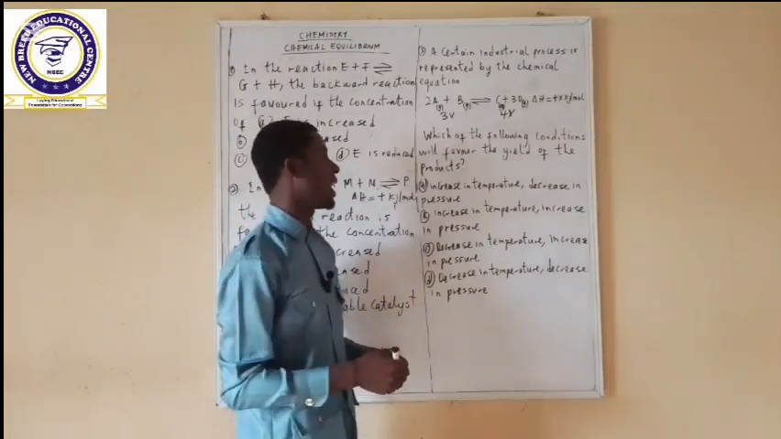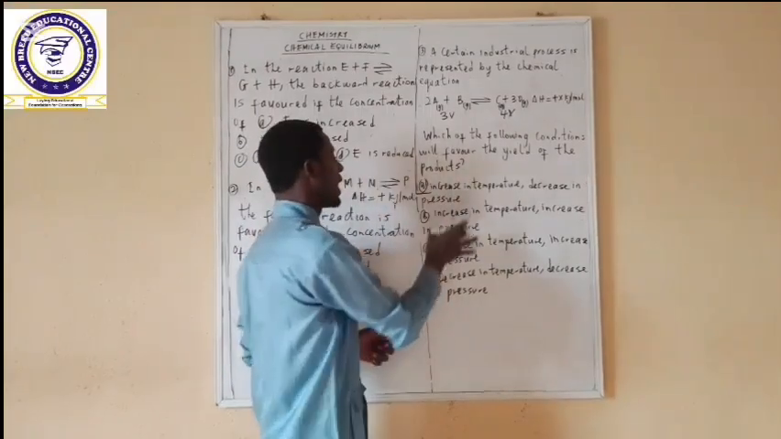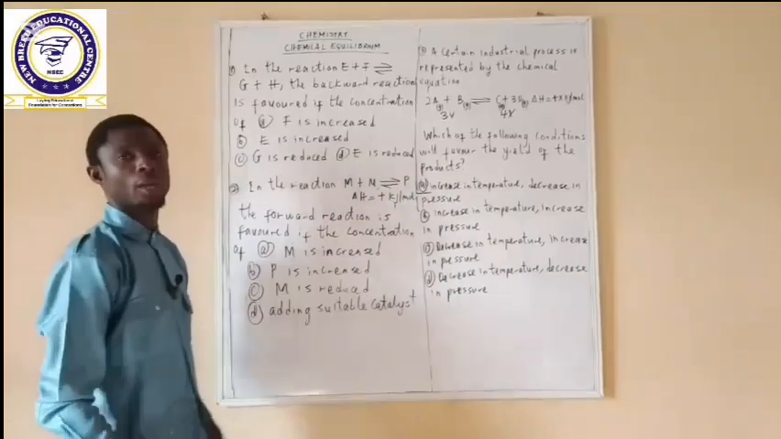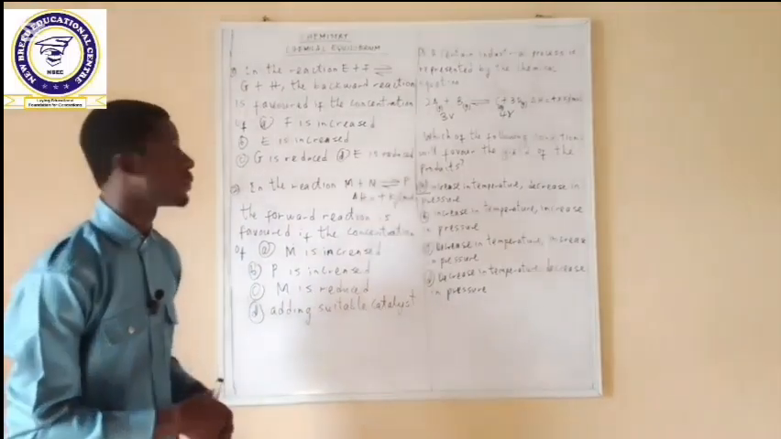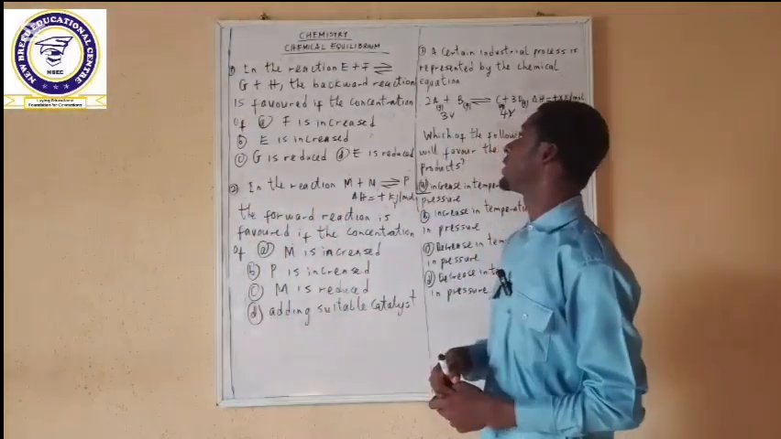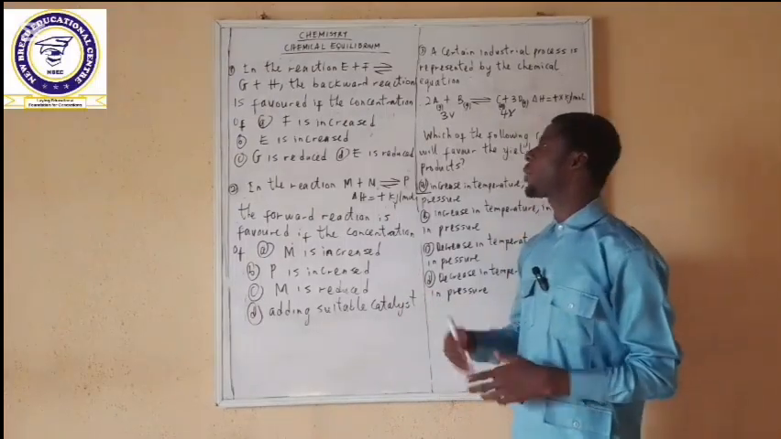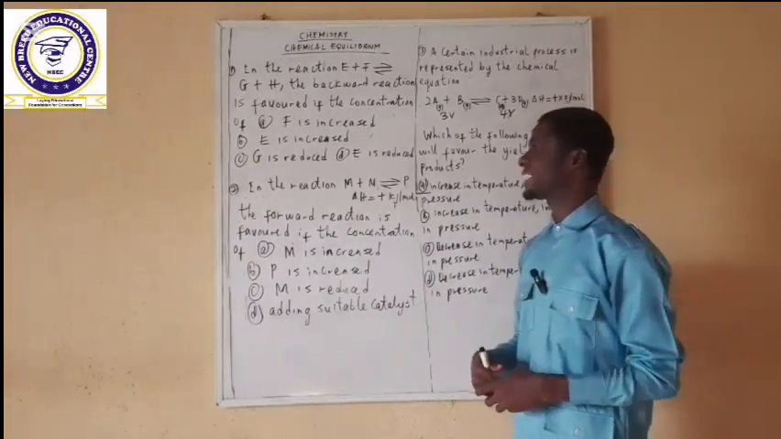So for this question, our answer will be what? Our answer will be A, increase in temperature and decrease in pressure. Let's come to the concept of concentration and let's look at this question. We have in the reaction E plus F giving us G plus H. The backward reaction is favored if the concentration of, we must look at the answer.